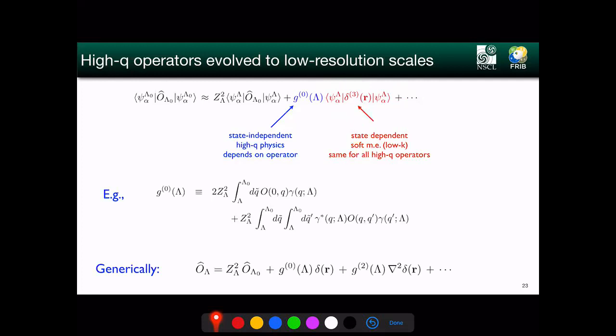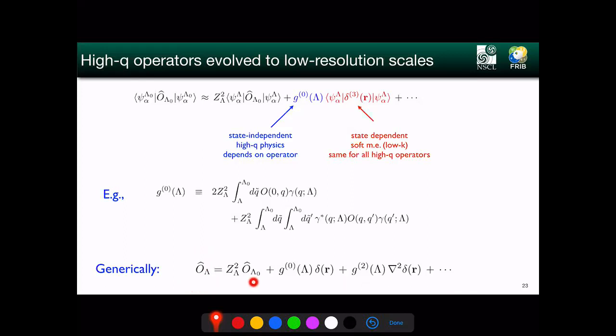And just to fill it in, here would be the form of this Wilson coefficient as a convolution of these different high momentum functions and integrations over various slices of momentum space. And so you can show generically that the form of some RG evolved operator is given in this form here.